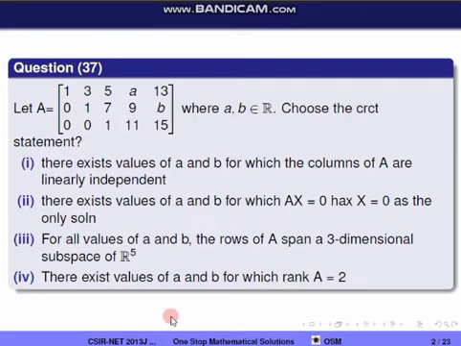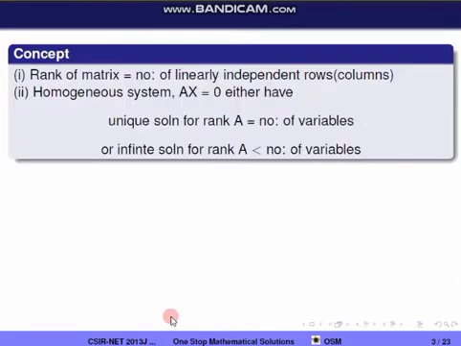First of all, we'll look into the concept used in this question. We know the rank of a matrix is equal to the number of linearly independent rows or columns in the row reduced echelon form of the matrix. The homogeneous system Ax equal to 0 always has a solution, either a unique solution or infinite solutions. If rank of A is equal to the number of variables, then it has a unique solution. If rank of A is less than the number of variables, then it has infinite solutions. Now we'll move on to the question.